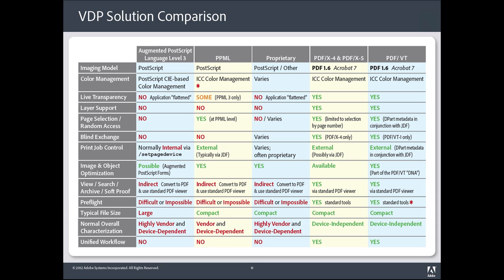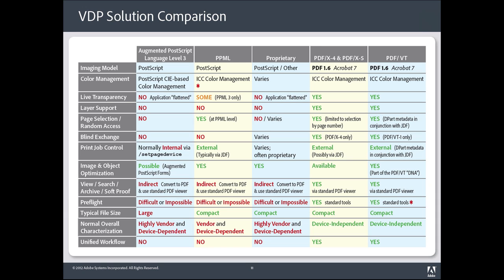There is object optimization. They try to do something there. How do you view a PPML file? Well, you get it to PostScript, then PostScript to PDF. It's sort of a pattern here. Pre-flighting is difficult. It is a reasonably compact format. It's very vendor device dependent, and so none of this is a unified workflow. Proprietary stuff gets even worse because it's totally off the rack. It might be based on PostScript or even something else.